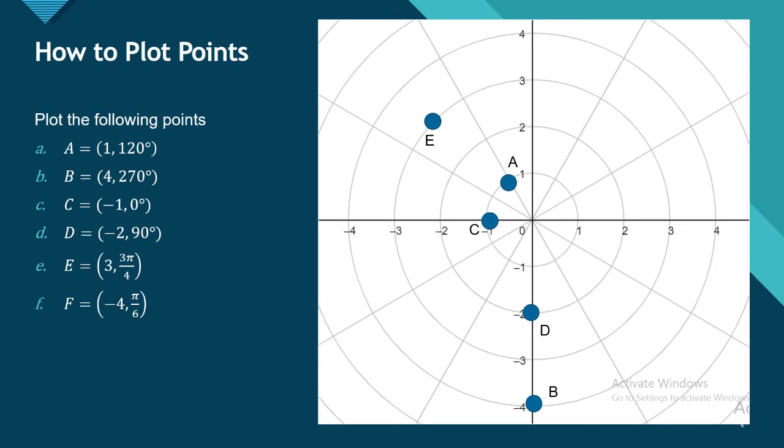How about this? Point F. Okay, -4 and pi over 6. So F is there in the circle whose radius is 4. And then we will trace an angle that is equal to pi over 6. Okay? Pi over 6 is here. From here to there, that is pi over 6. But because our r is equal to -4, you will move that point to the opposite end of your diameter. So this one is going to be your point F.